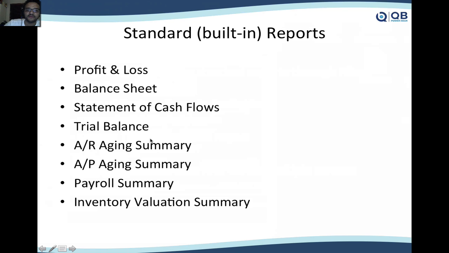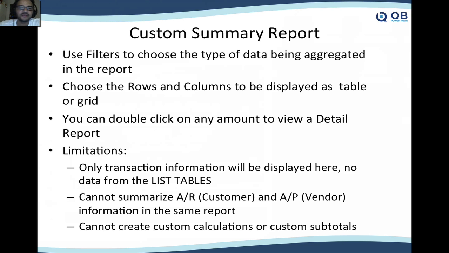So the built-in reports that we were talking about are things like the profit and loss, balance sheet, and inventory valuation. As I mentioned before, we start with a pre-built report and then we can customize it in QuickBooks. The summary report, which is the same as the first example that I did, we talked about rows and columns being a table or a grid. Whenever I double click on any piece of information in a summary report, it'll take me to a detail report, which is actually kind of cool and great about QuickBooks.